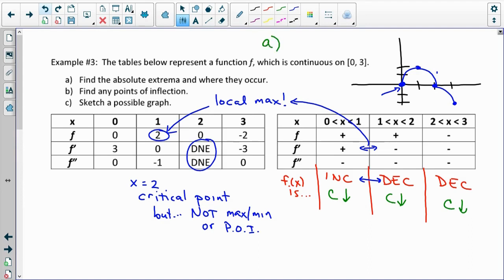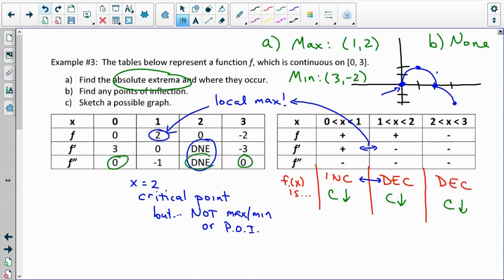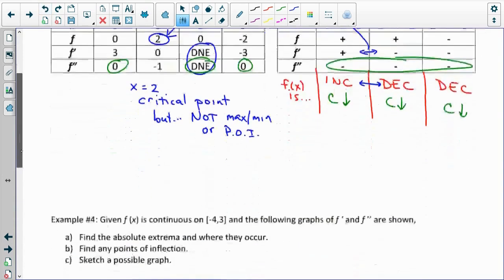To answer part A, I have a max at (1, 2), my absolute max anyway, absolute extrema. And then my absolute min is at (3, -2) in this case. Part B tells me to find any points of inflection. I have no points of inflection because it's concave down the entire time with the exception of some endpoints and a does not exist, but I have no sign changes to indicate to me that there are any points of inflection.